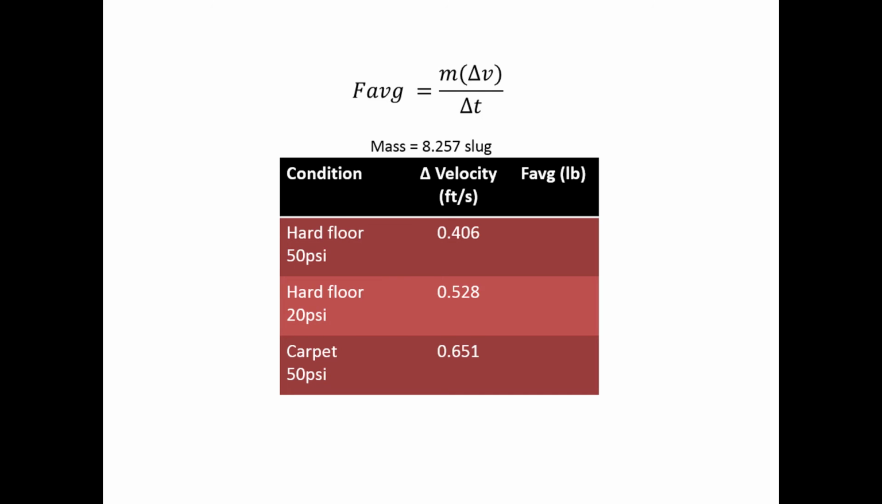We multiply by the mass of 8.257 slugs for the rider in the chair to get the average force. It's interesting that to propel a wheelchair on a hard floor at full tire pressure, it takes about 3.4 pounds. If we lower the tire pressure to 20 psi, it takes another pound of force, or 30% more effort. Over carpet, it takes 2 pounds of force extra, which is another 60%. Now multiply that over hundreds of propulsion strokes a day, and it's easy to see that this can take a toll on a wheelchair rider.